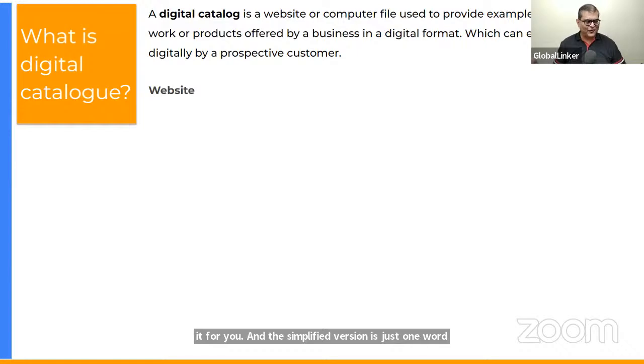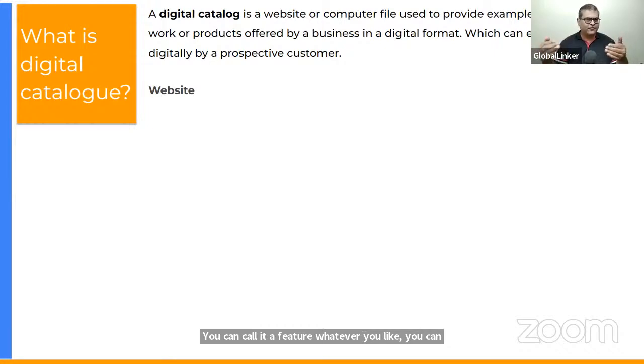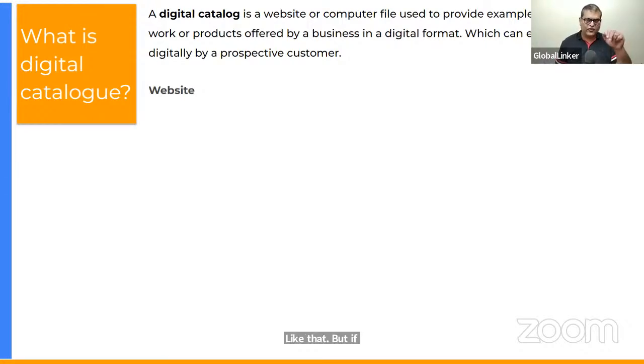What is a digital catalog? It is a website, but it has a few characteristics, features, or capabilities. You can call it a capability, you can call it a feature, whatever you like. But these are three unique capabilities or characteristics that if a website has, then it can be called a digital catalog. So it is not like every website is a digital catalog. But if a website has a particular characteristic, which I'm going to share with you, what are those three characteristics, then we can call it a digital catalog.